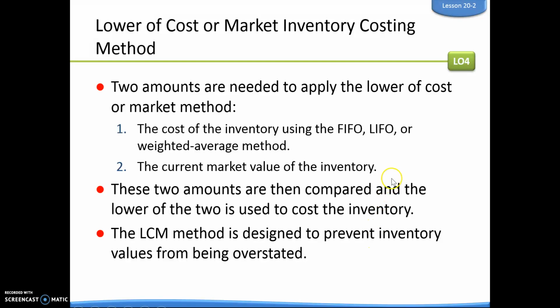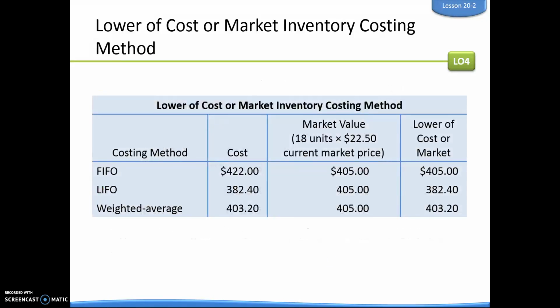Now, when we do this, we still have to use or calculate either the FIFO, LIFO, or weighted average. We still need that, but we also need to know the current market value of our inventory. And what we do is we compare those two amounts, and then we choose the one that is lower to use as our amount to find our cost of inventory. Essentially, what this is used for is to try to prevent inventory values from being overstated, because that's a real fear when you're doing FIFO, LIFO, or weighted average.